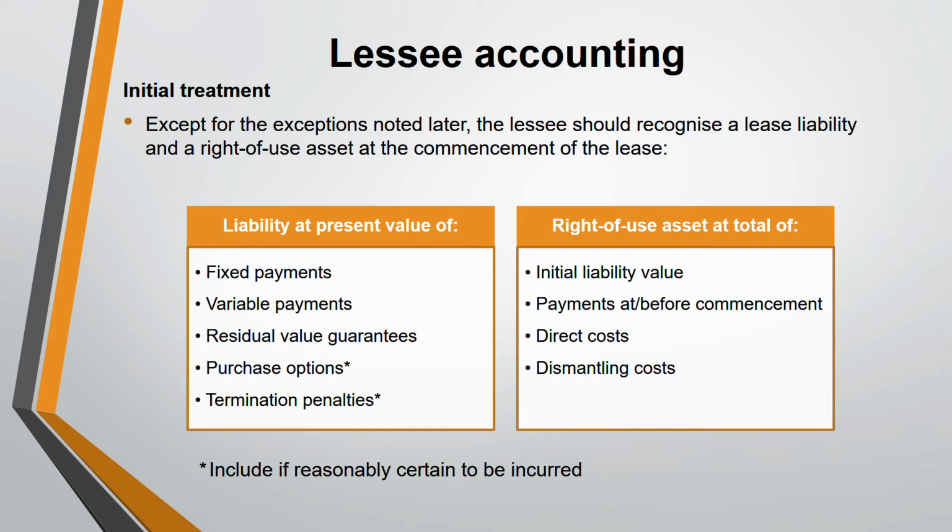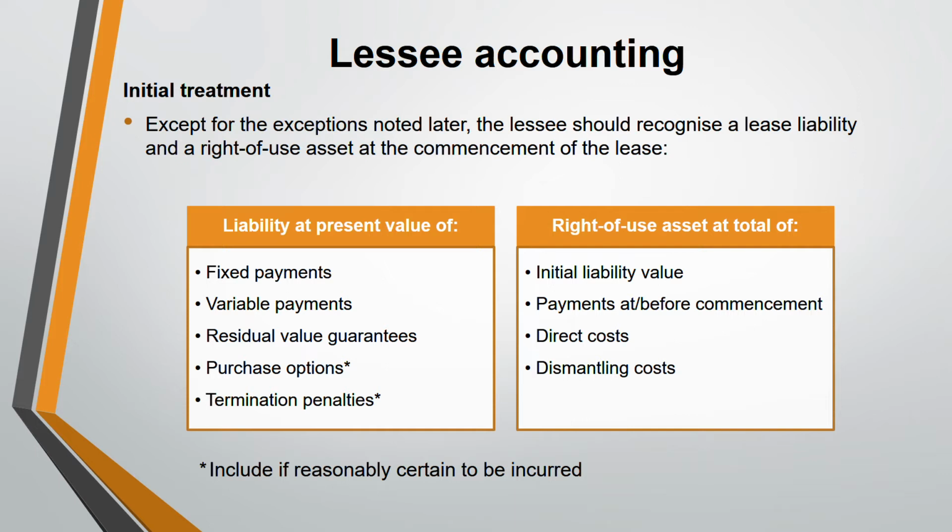Okay, and those two star marks for purchase options and termination penalties mean include if reasonably certain to be incurred. That means if the lessee is very sure that he's going to purchase that asset at the end of the lease, he's going to buy that asset permanently, if he's very certain, then only it will be taken into the lease liability. And termination penalties also. If the lessee is very sure that he's going to terminate the lease, then he has to make this payment to the lessor, and he has to include it in the liability at present value.